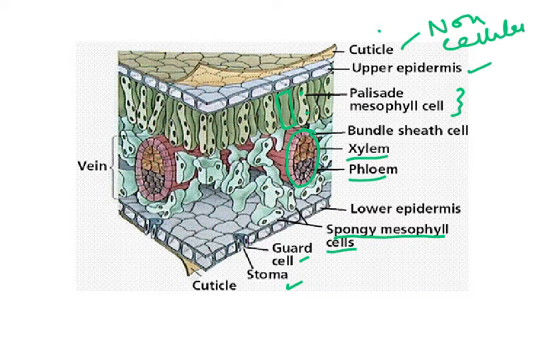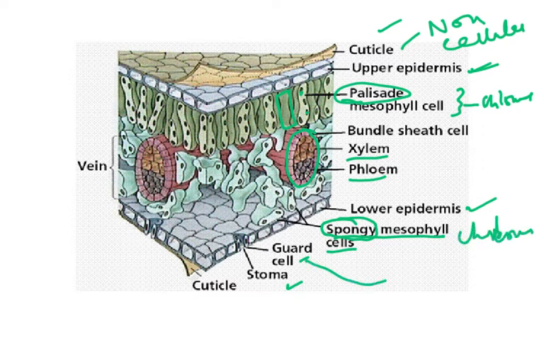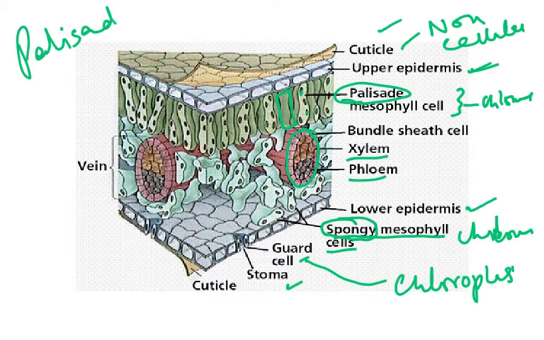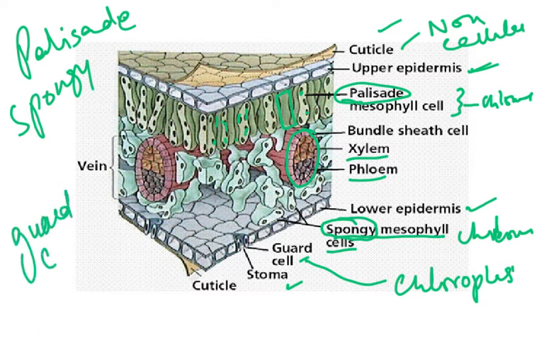So cuticle, upper epidermis, lower epidermis, palisade mesophyll, and spongy mesophyll. Now palisade mesophyll also has chloroplasts, spongy mesophyll also has chloroplasts, and the guard cells also have chloroplasts. So please, once again, we just do a quick recap. Palisade mesophyll has chloroplasts, more chloroplasts here. Spongy mesophyll has less of them, and the guard cells also have chloroplasts.